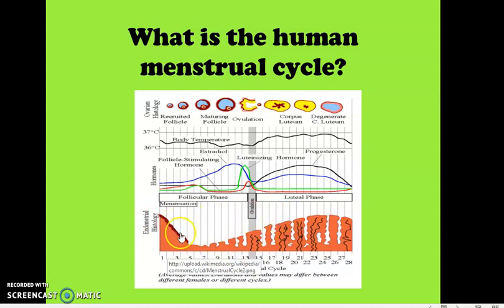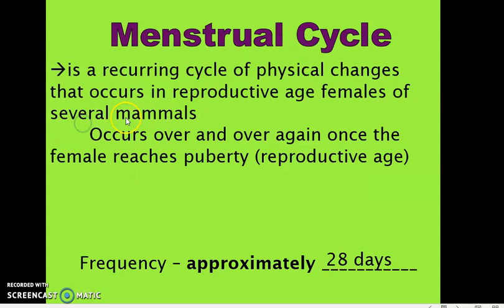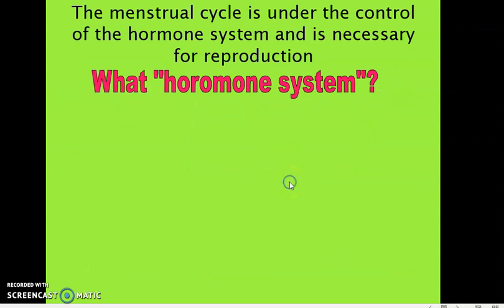Really, every month, the female's body is getting ready for a pregnancy. The uterine wall lining will build up, getting ready for that baby. Basically, if fertilization does not take place, the woman will shed that lining during menstruation. Okay, so it's about 28 days, and this happens every 28 days in females once they reach puberty.